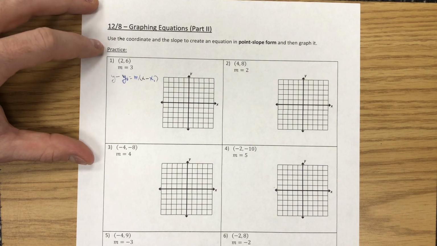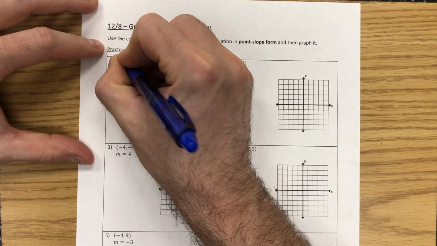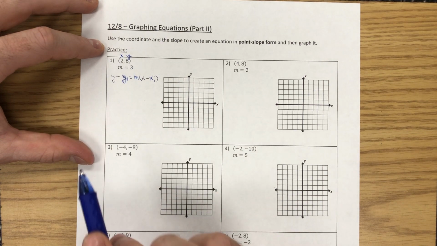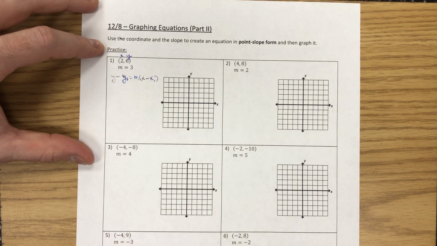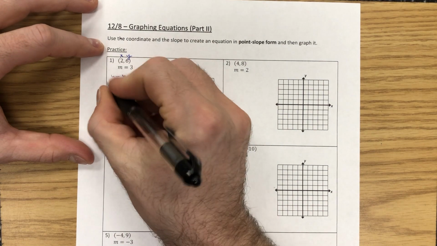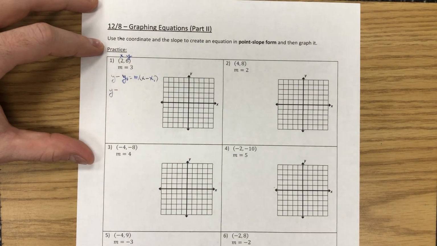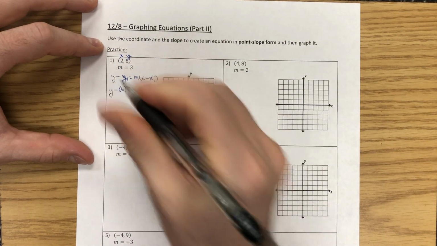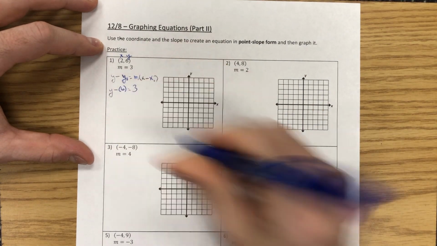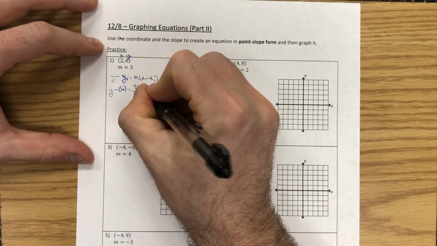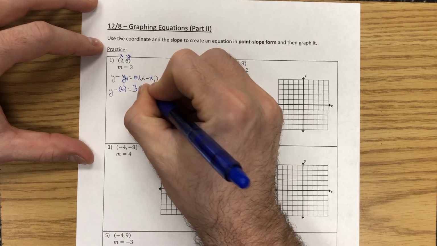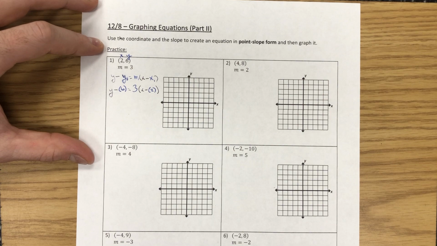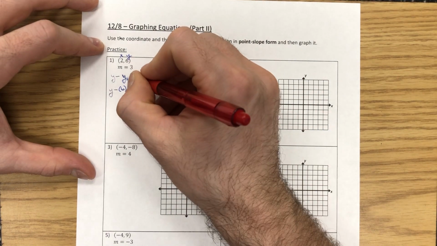So we know that our coordinates are always listed in x comma y order, because remember, this is alphabetical order. We always list coordinates in alphabetical order. Now, let's go ahead and see what happens. So if I take y minus, and I have a y1 of 6, that's going to equal my slope, which is 3, times x minus my x1, which is 2. Boom. And so now I've only got 2 steps in order to turn this into slope-intercept form.